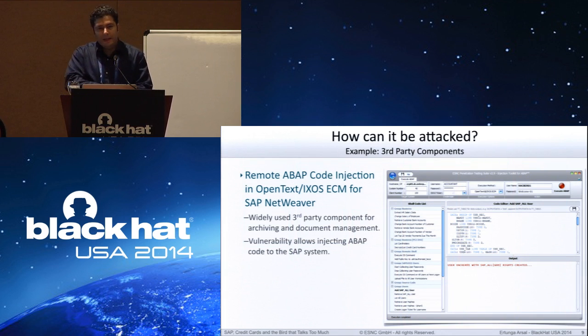So how can it be attacked? First example is the third-party components. If you are using SAP systems, most likely you have some document management software or archiving software. OpenText or Ixos is one of the most popular ones. Honestly speaking, we have rarely seen any company which doesn't have it, which means they're quite successful. But they have a remotely enabled function which had a very critical vulnerability.